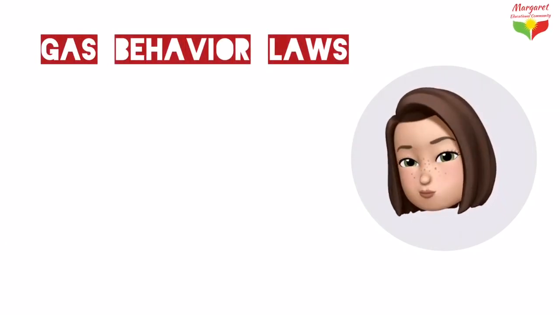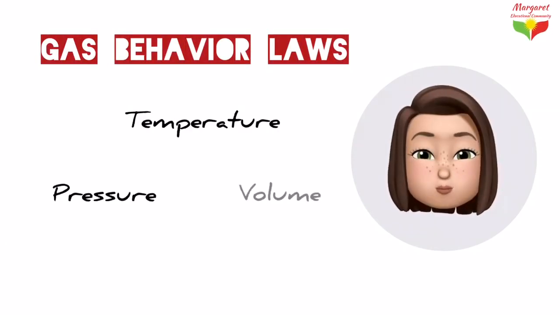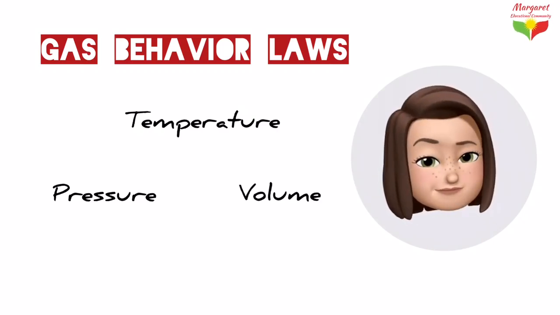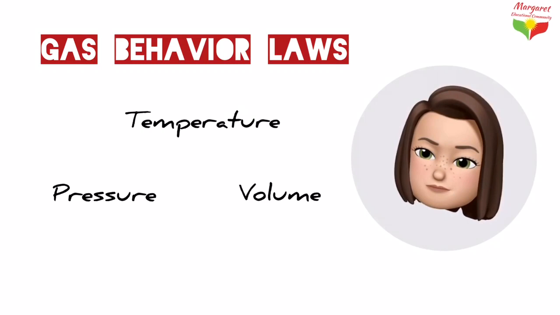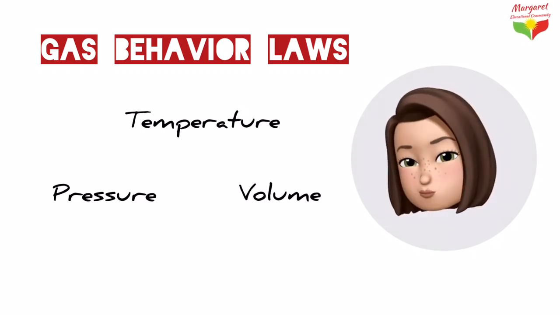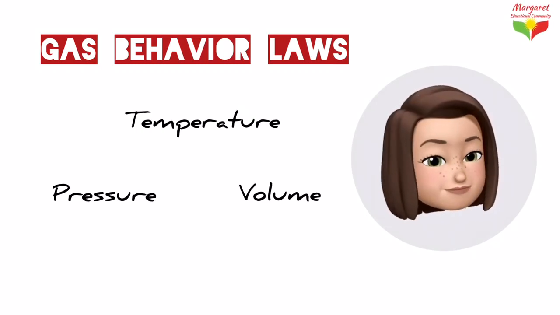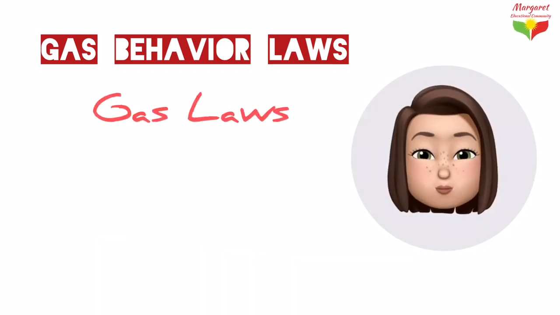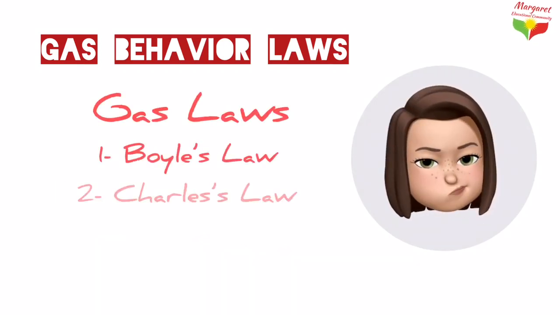Scientists have found that the temperature, pressure, and volume of a gas are linked. Changing one of the factors changes the other two factors. The relationship between temperature, pressure, and volume is described by gas laws. Now, we're going to talk about two laws, Boyle's Law and Charles' Law.